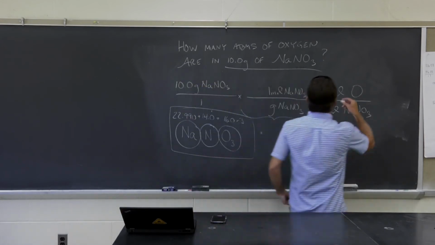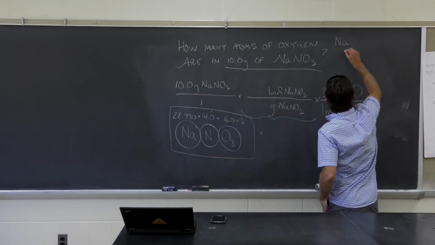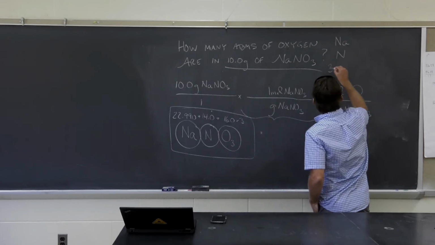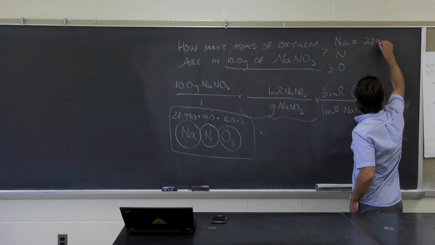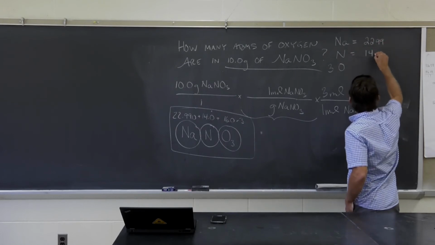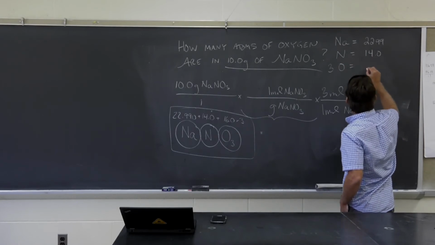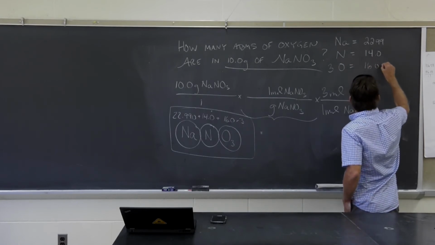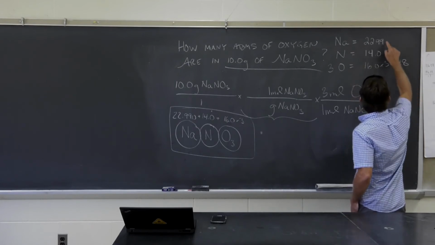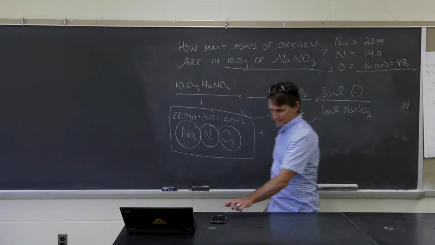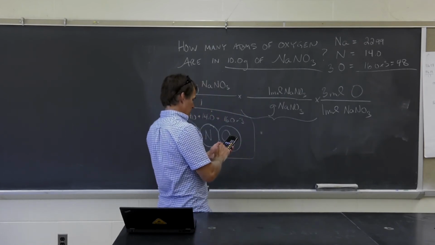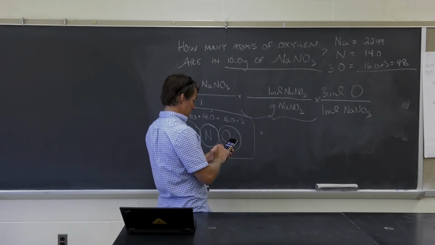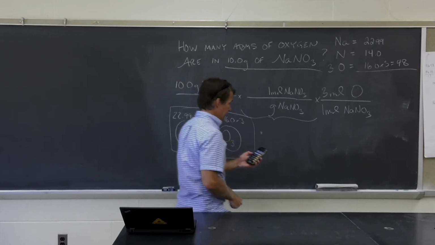So let's write this out. Let's just do it. So I'm going to have my sodium here. I always do it kind of this way. I got my nitrogen, and then I have my 3 oxygens. So let's see, my sodium's 22.99. My nitrogen is 14. And my oxygen, there's 3 of them. That's going to be 16 times 3, which is 48. So I just add those up. 22.99 plus 14 plus 3 times 16, which is 48. 84.99.